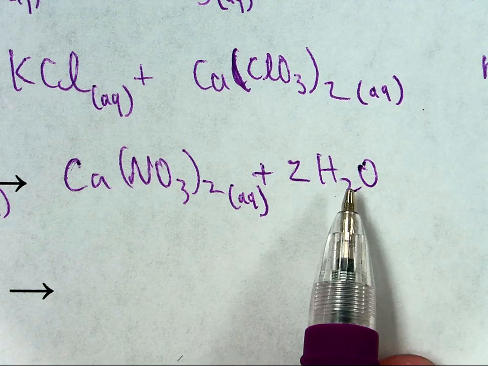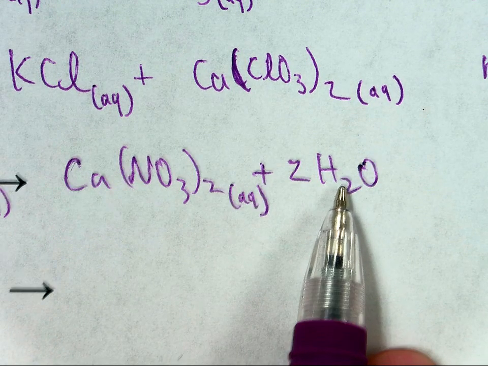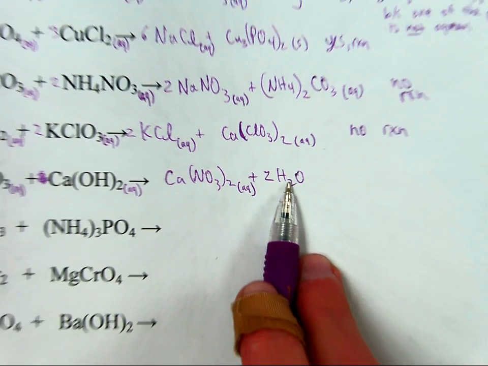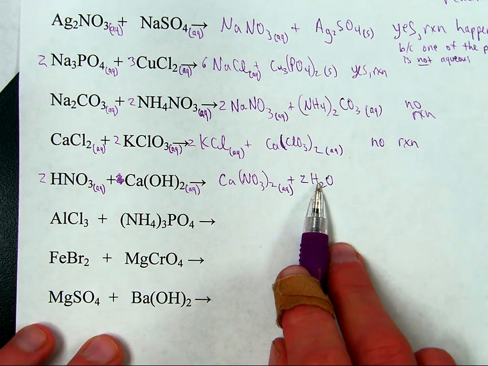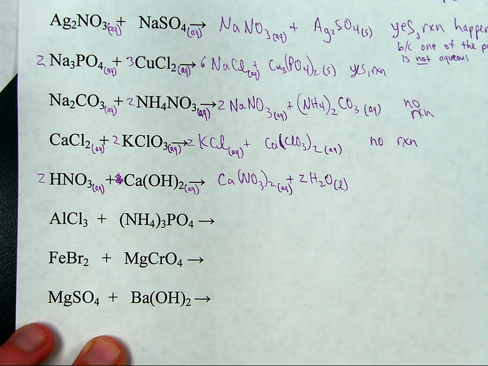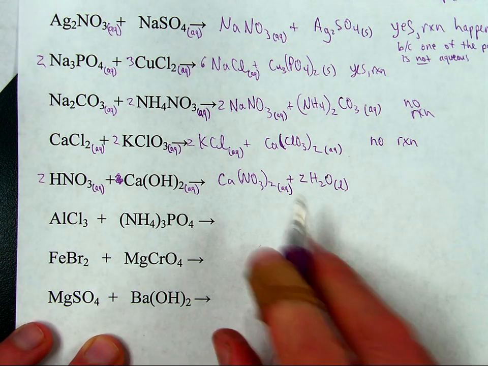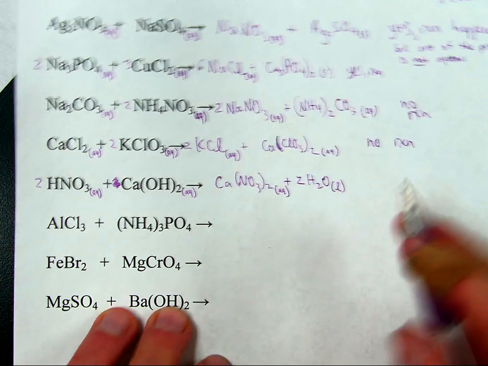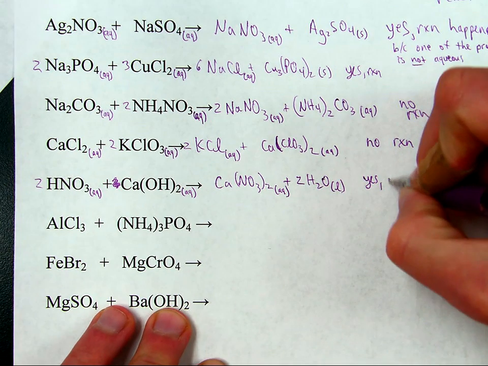This is water. Okay, guys, this is where common sense comes in. At regular room temperature, water is a liquid. It's not going to appear on the chart. Okay? I see a non-aqueous product. Yes, there's a reaction because one of the products is not aqueous.